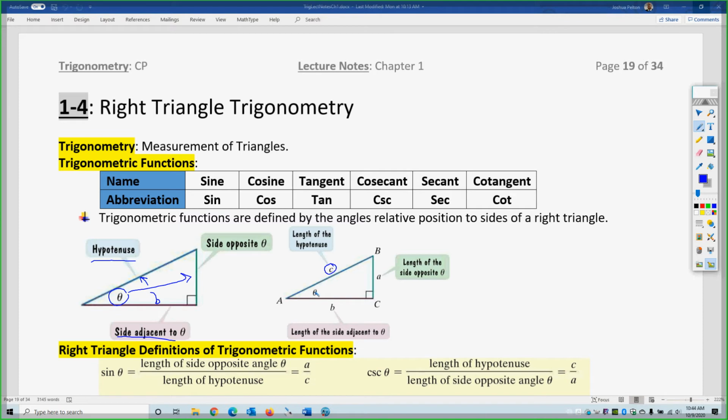Keep in mind it's either this angle or they could make the angle the other one, which is not the right-hand angle. So in that case, that is the opposite, that is the hypotenuse, and that is the adjacent. So it just switches basically. You never use the right angle as the reference angle for the theta. The theta is either the A or the B.